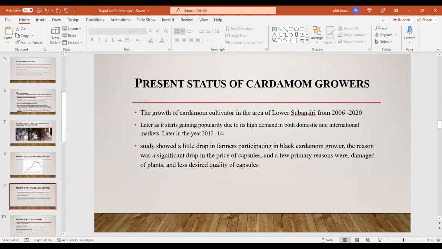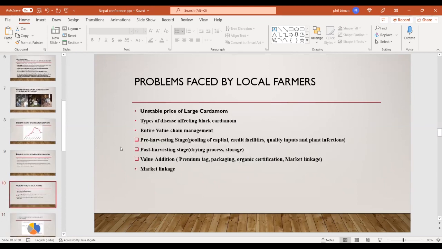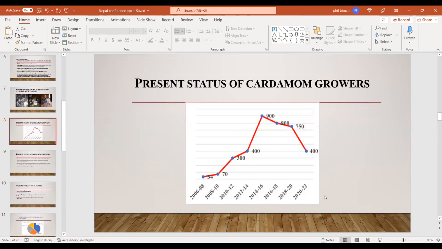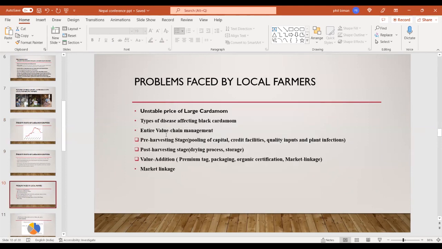That is from the starting to pre-harvesting, post-harvesting, and value addition process. This study is about investigating the process and how these people have faced problems regarding all those value chain management systems. Here we can see the unstable rise of large cardamom during all those years, from the peak to 2006 to 2022. The reason behind it is the entire value chain system was not organized.